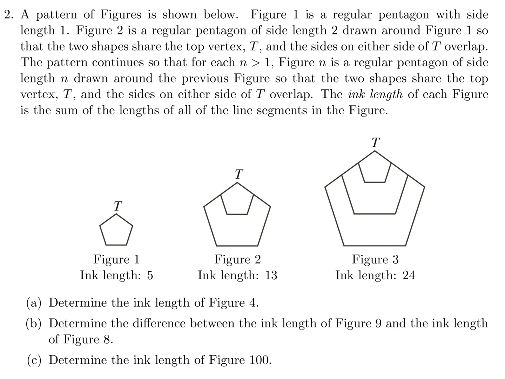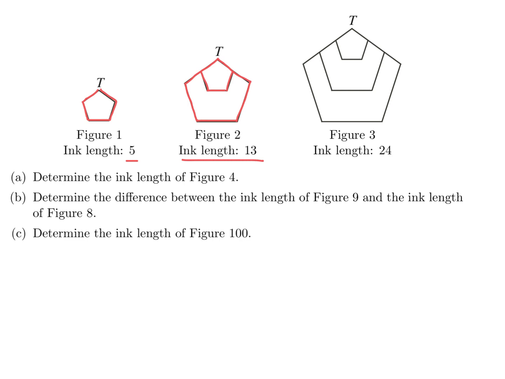The ink length of each figure is the sum of the lengths of all of the line segments in the figure. Determine the ink length of figure 4. So you guys understand, right? This ink length was 1, 2, 3, 4, 5, and that's why it says 5 there. This ink length, that's 2, 4, 6, 8, 10, 11, 12, 13. That's why the ink length is 13, and then so on, right? So what they're saying is find the ink length of figure 4. Okay, so that shouldn't be too hard.